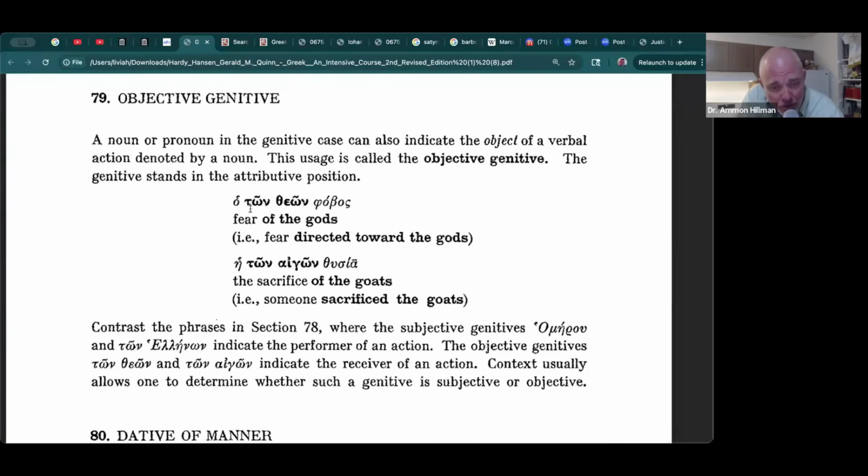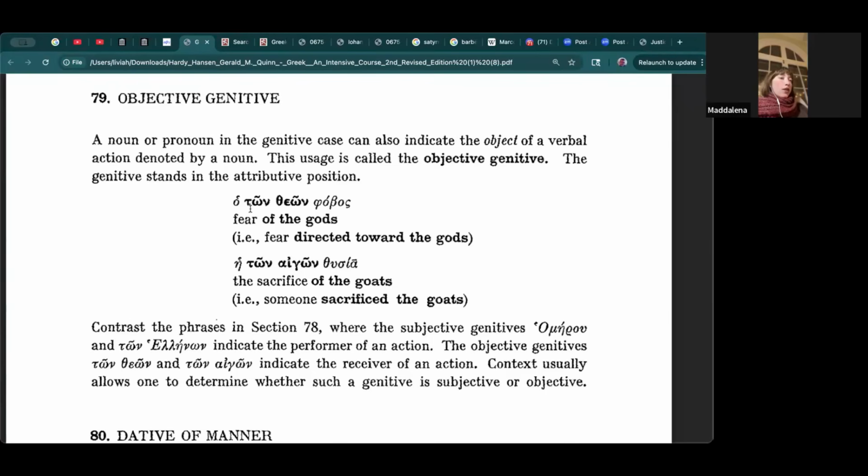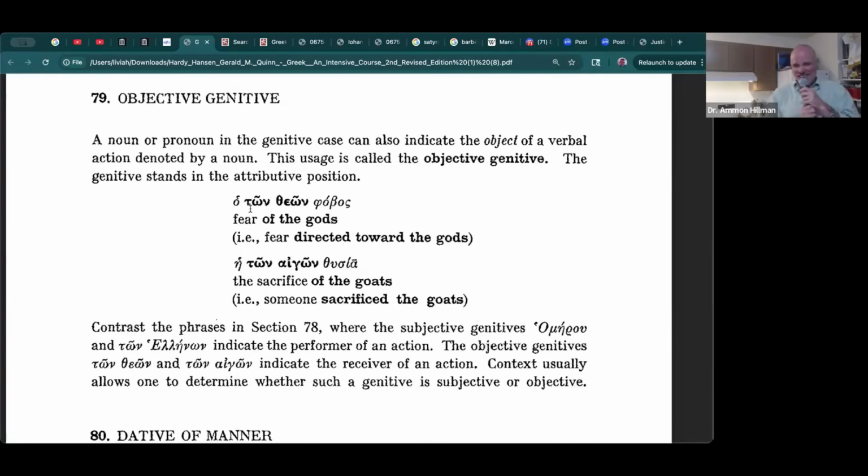Ho ton theon phobos, the fear of the gods. Is that the gods being the subject and being afraid? No, it's you and me being afraid. You and I, I should say. Fear directed towards the gods. They are the object. Right? Does that make sense? Can you tell the difference? So, how can you tell the difference?